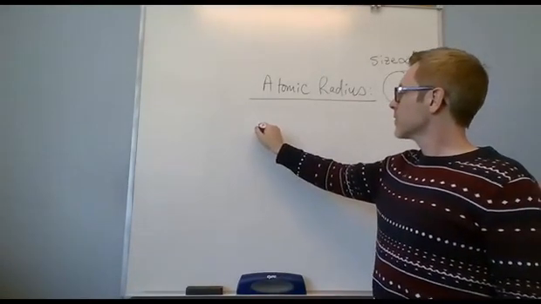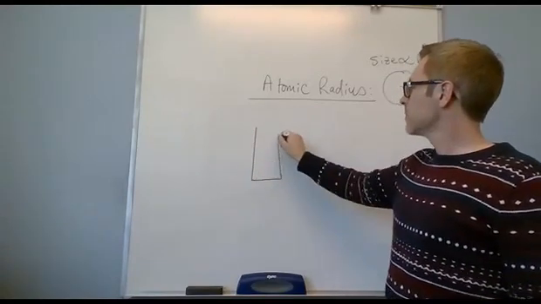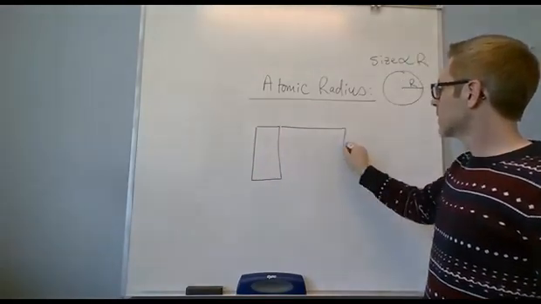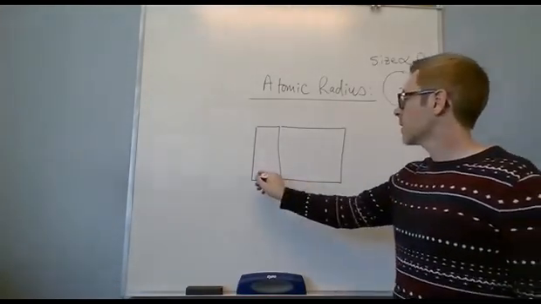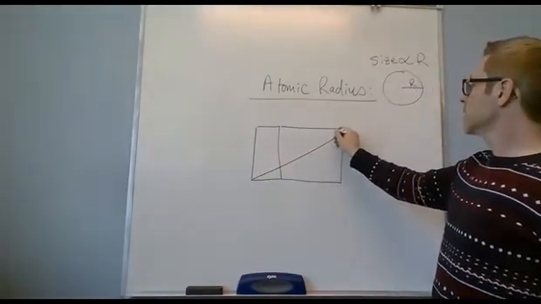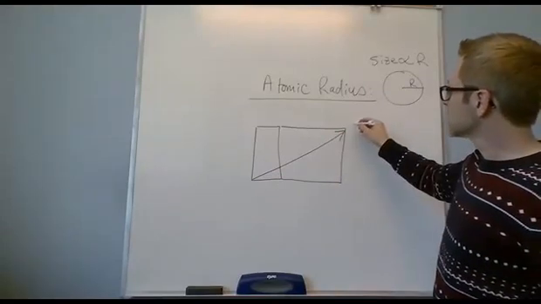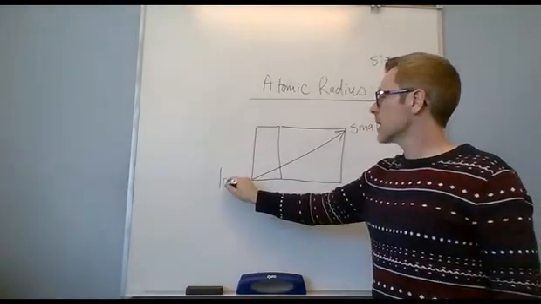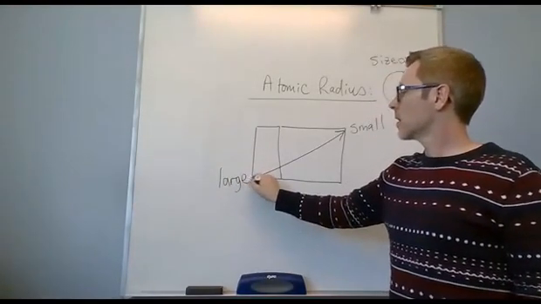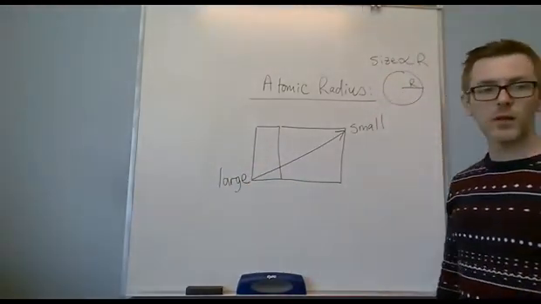Again, if we look at the s and the p blocks, we'll have our diagonal vector again. We know this is the small end, and this is the large end. Small end and large end.